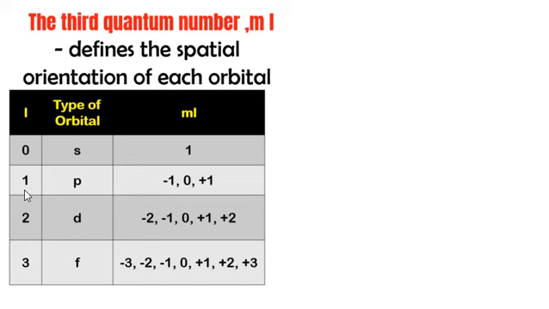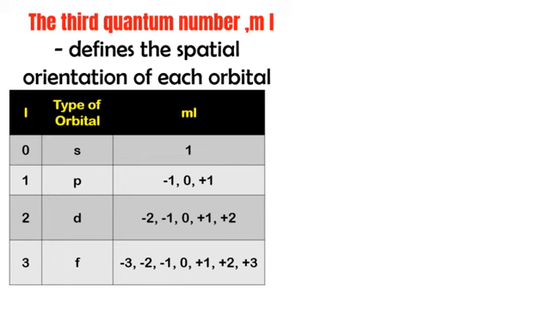If the value of L is 1, p orbital is the type of orbital that you can find, and it will start with -1, 0, then +1. So just like an integer pattern. If the value of L is 2, the type of orbital is d, and since it is 2, we will start at -2 followed by -1, 0, +1, +2. And if L is 3, f orbital is the type, and since it is 3, we are going to start at -3, -2, -1, 0, +1, +2, and +3.